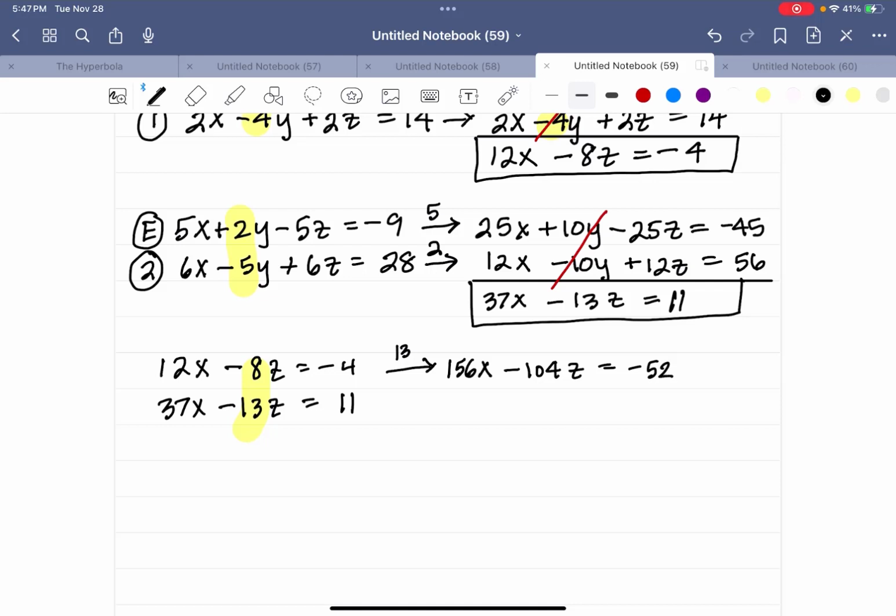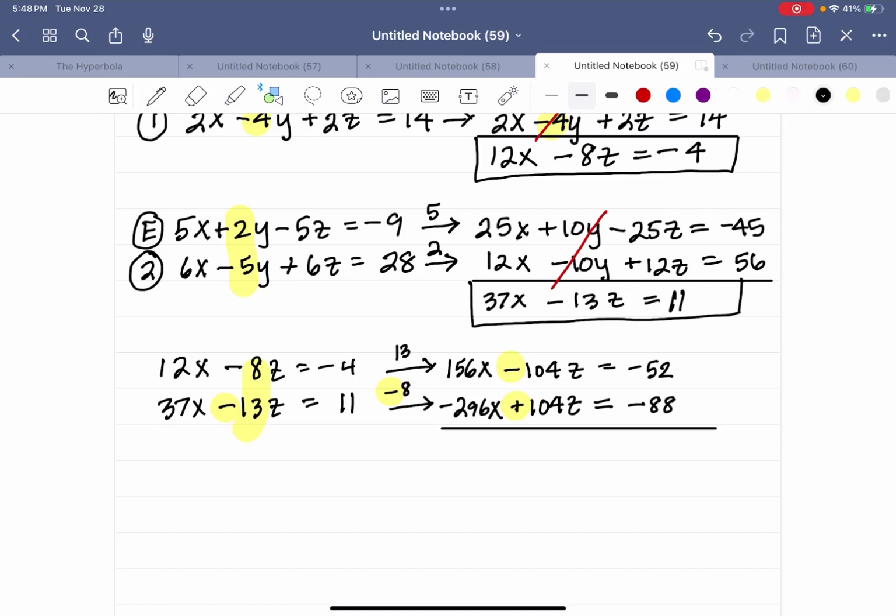I need to multiply the bottom one by a negative 8, because watch what happens if I do that. 37 times negative 8 is negative 296x. Numbers are getting big, which is why I have my calculator. A negative 13 times a negative 8 gives me a positive 104z. That's why I needed to do the negative times the negative to get the positive there, so that these will cancel out when I add them. And then let's see, I've got to multiply 11 times negative 8 is negative 88.